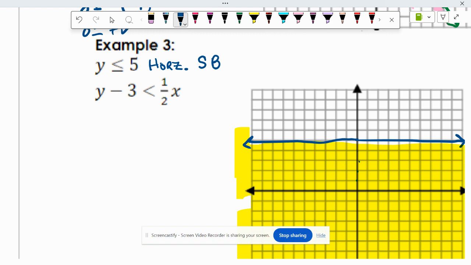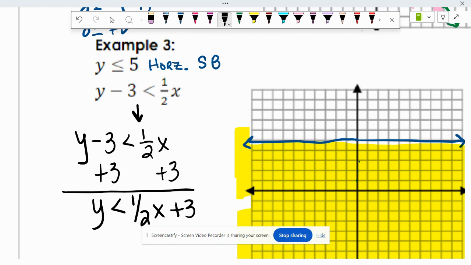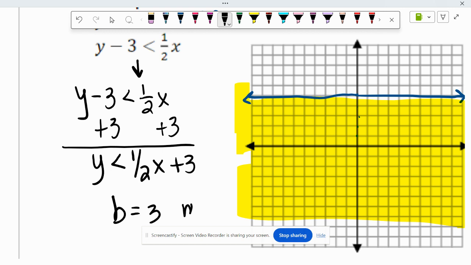My second inequality, I have to get Y all by itself. So I'm going to solve for Y. What should I do first to try and get Y all by itself? What's the first thing that I need to do? Yeah, add 3 to both sides. So Y is less than 1/2 X plus 3. So I'm going to begin at 3. My B is 3. What is my slope? 1/2. My slope is 1/2.